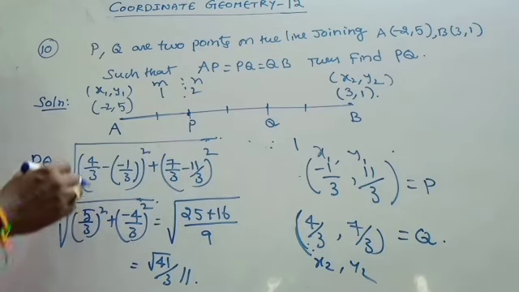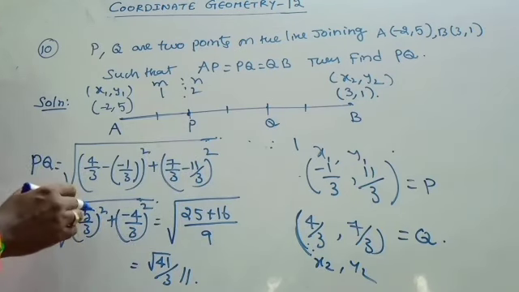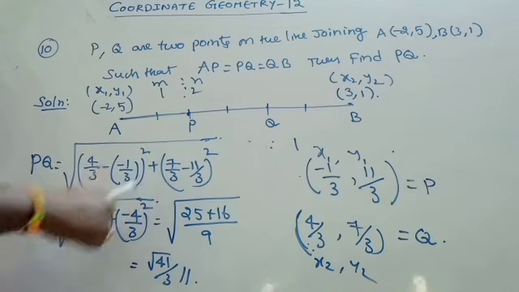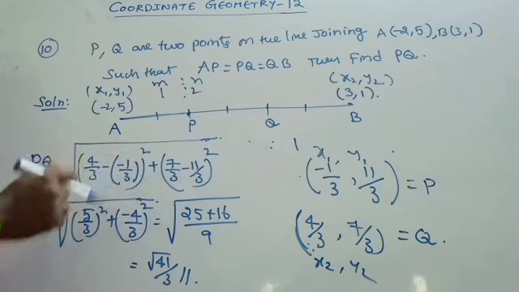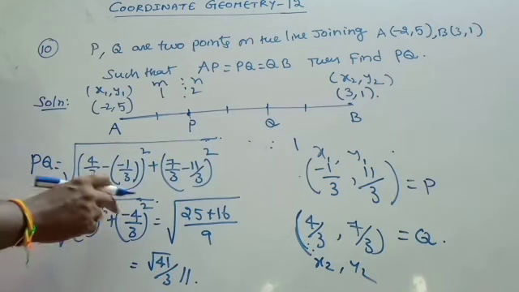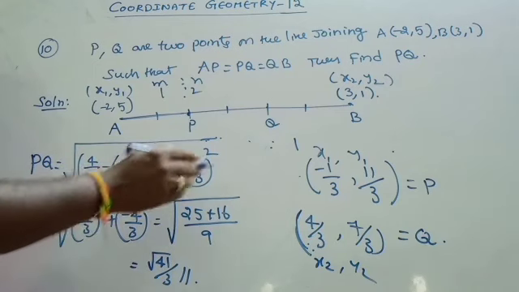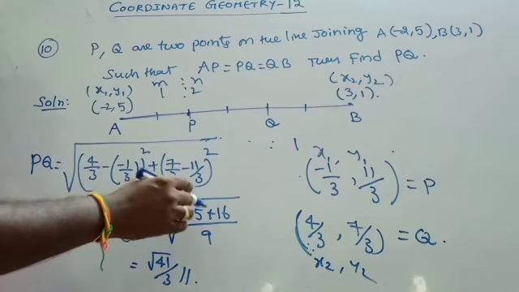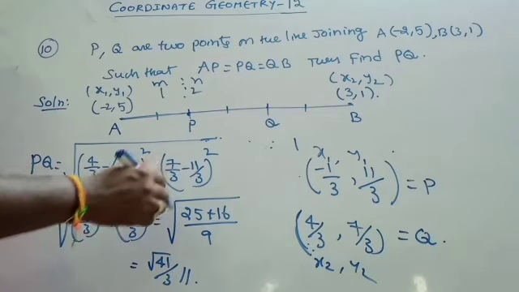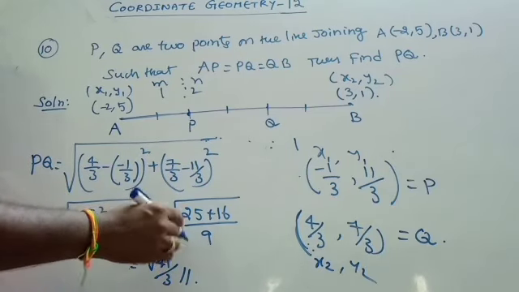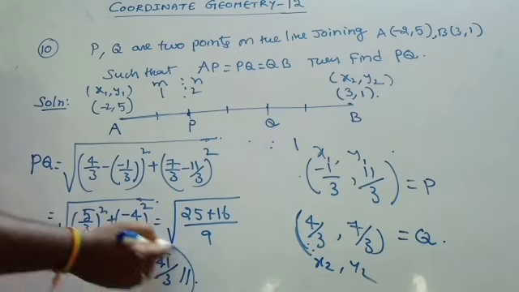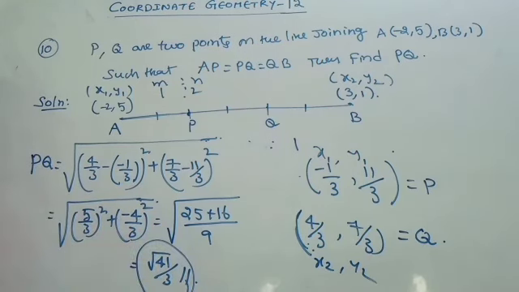Since the denominators are the same, you will get (5/3) whole square, and 7 minus 11 is -4, so (-4/3) whole square. That equals (25 + 16)/9. Now the square root of 25 plus 16 is the square root of 41 by the square root of 9, that is 3. Therefore the answer is root 41 by 3.